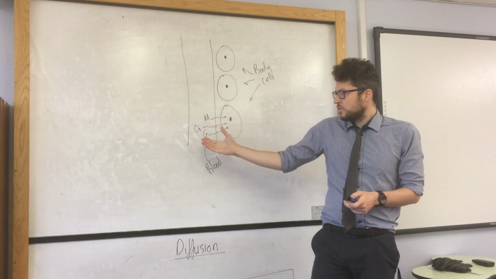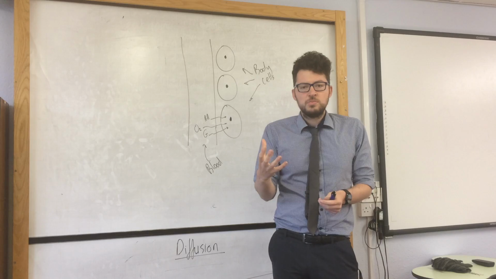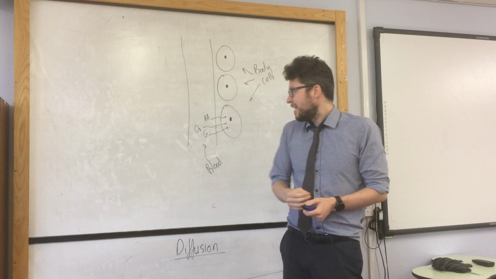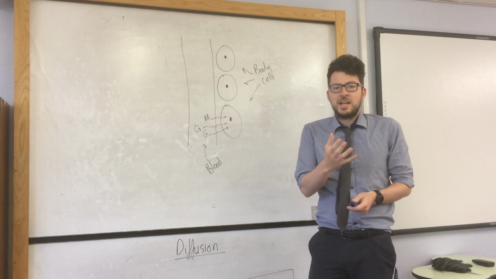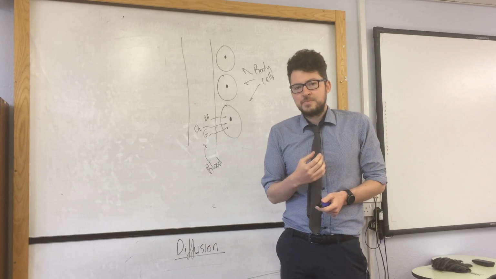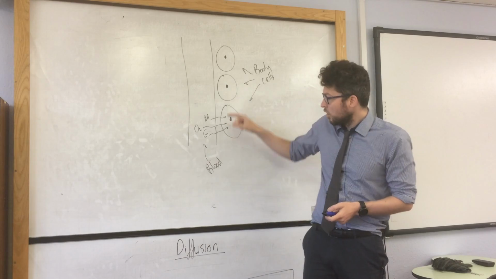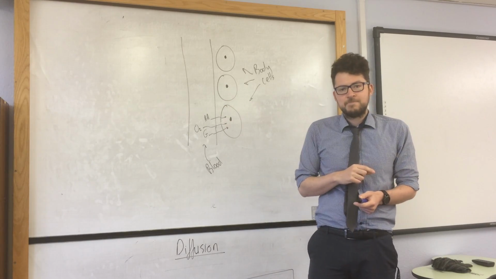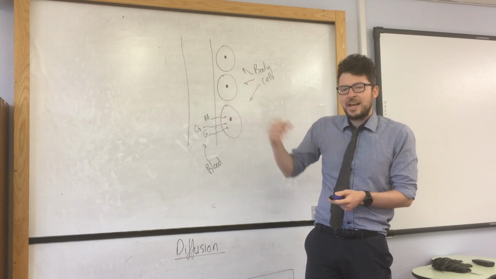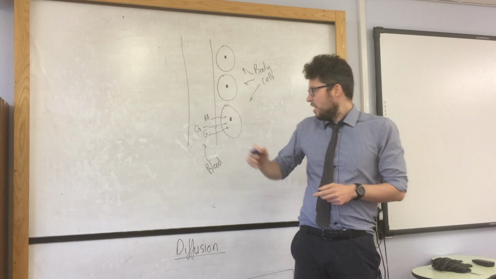Now glucose and oxygen are important for respiration, which provides energy to keep us alive. And amino acids are important because they're the building blocks of proteins. It's important to know that diffusion in living things can happen across cell membranes. So that's what we need, and that's how diffusion occurs.